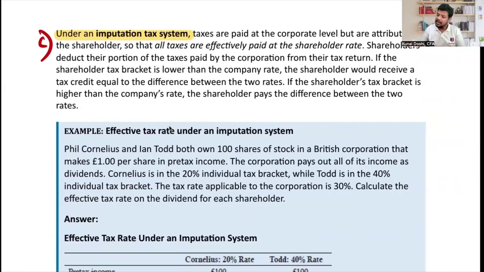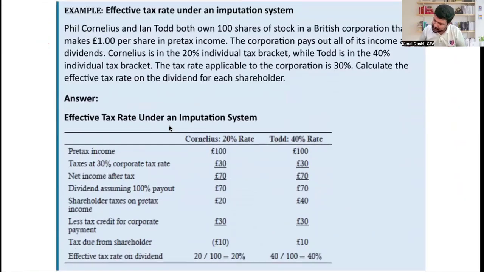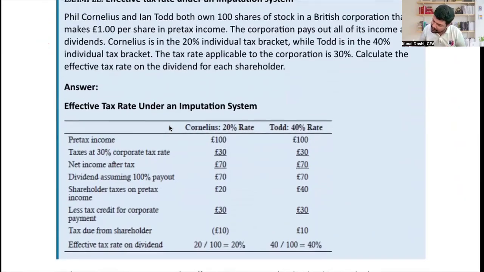First of all, in this system, taxes are paid at the corporate level, but are attributed to the shareholder. What does it mean? See, if the company is paying up some taxes, and if as a shareholder you fall in a tax bracket which is higher or lower than the corporate tax rate, then there is an adjustment. So all the taxes are effectively paid at the shareholder rate. What do I mean by that? See, here, what is the tax rate? The corporation.